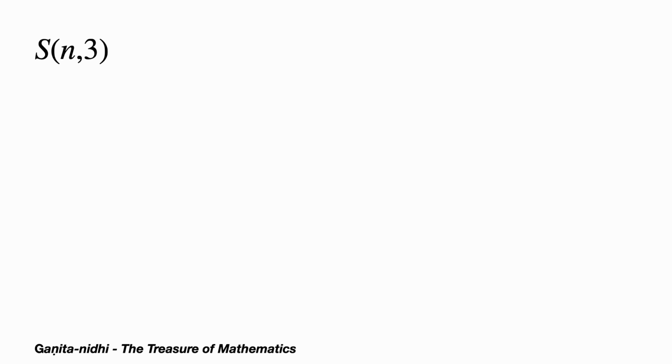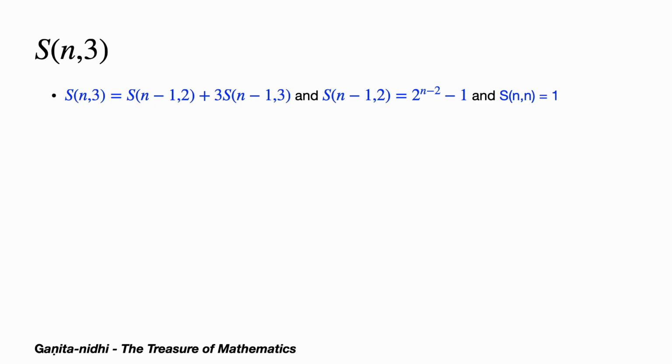Now let's calculate n subset 3. Now let's recall the identities that we've established earlier. We have n subset 3 is equal to n minus 1 subset 2 plus 3 multiplied by n minus 1 subset 3. And again, we calculated n minus 1 subset 2 earlier. So we get this number equal to 2 raised to power n minus 2 minus 1, and n subset n would be 1.